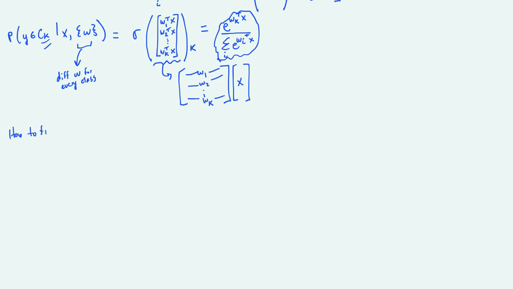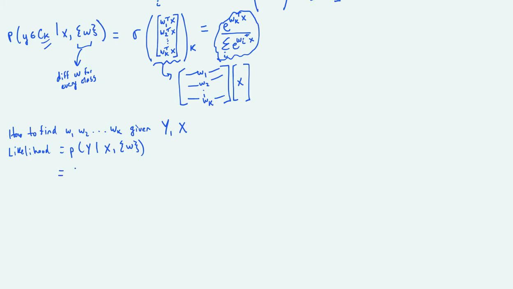So how to find W_1, W_2, through W_K given our data, given our data Y and X. So we want to learn from our data. So let's define the likelihood function. Well, likelihood is equal to the probability of seeing our Y's given our input X and our W vectors.